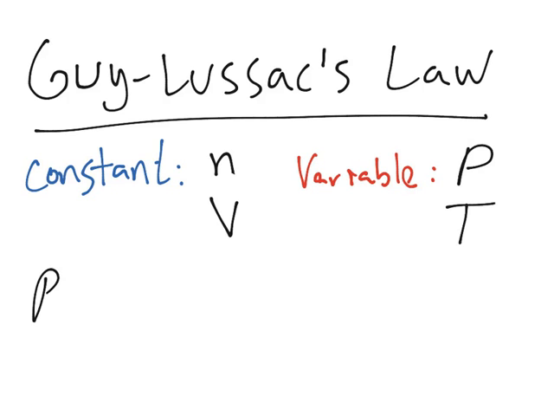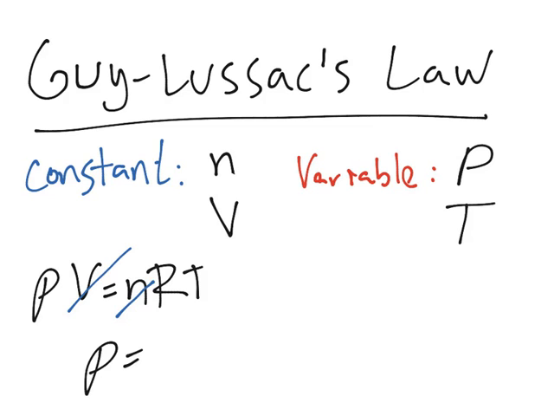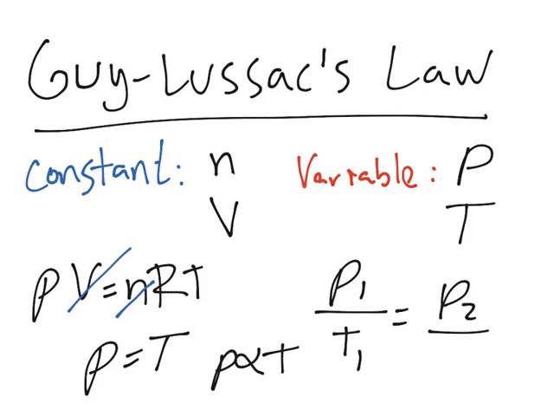So let's see how that works. We have PV equals nRT. So this is gone, this is gone. Then we only have P is equal to T. So in other words, the pressure is proportional to the temperature. As the pressure increases, so will the temperature. As the pressure decreases, so will the temperature. So our equation would be P1 over T1 is equal to P2 over T2.